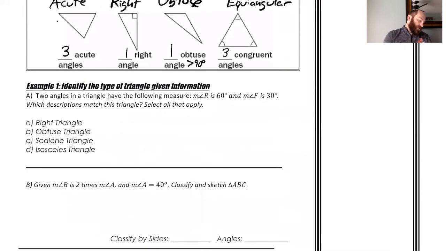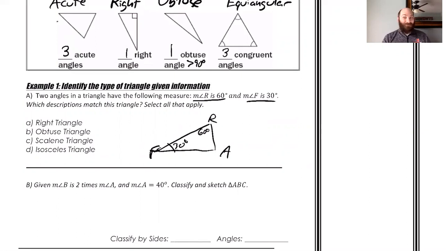All right. So just a couple examples here. Two angles in a triangle have the following measure. Measure angle R is 60, measure angle F is 30 degrees. Which descriptions match this triangle? Select all that apply. So just like I always say, when in doubt, draw it out. We have a triangle. I've got 60 degrees and I've got 30 degrees. There's my 30, there's my 60. This is angle R and this is angle F. I don't know what the third letter is, so let's go with A. So I can make triangle ARF. Triangle ARF. Little dog humor.